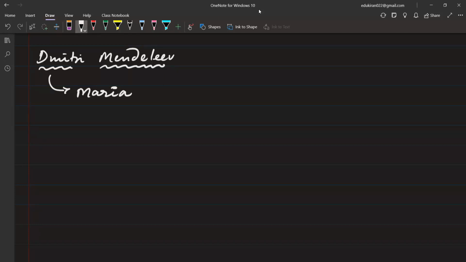Can someone guess which country Mendeleev was from? Russia. Mendeleev, Markovnikov, names ending with V, most of them are from Russia. Now, Maria and Isaac Mendeleev had a very large family. I think they had 8 or 11 kids, I don't remember exactly. Most of them were fine, no one was very talented, but Mendeleev was.